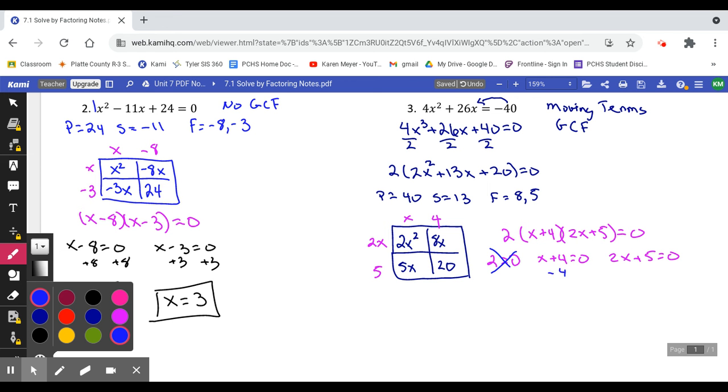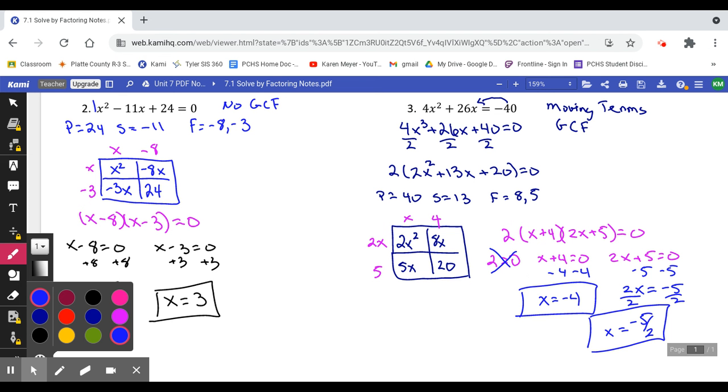So then we're going to move 4 over by subtracting it. So x equals a negative 4. Then we're going to subtract 5, and we get 2x equals a negative 5. Divide by 2, so we get x to equal negative 5 halves. So my two answers are negative 4 and negative 5 halves.